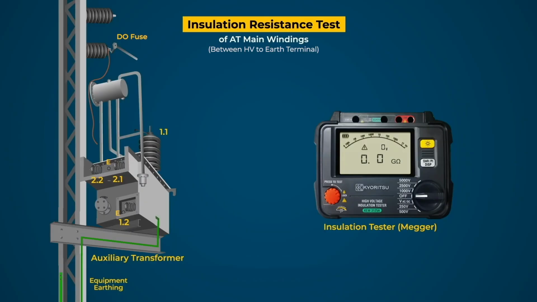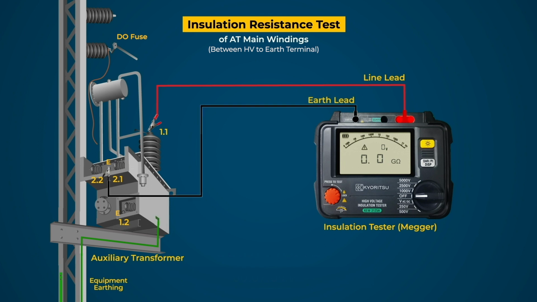Here we are conducting a test for HV to earthing only. For this test, connect the line terminal of the tester to HV and the earth terminal of the tester to earthing. After that, check all the connections and select the DC voltage level to 2.5 kV of the tester. Finally, the setup is ready to perform the test.